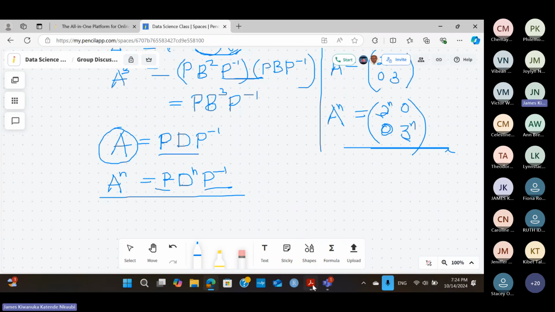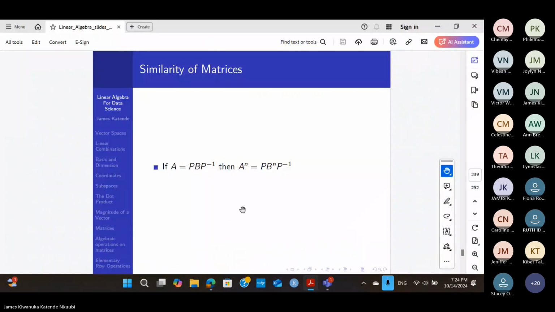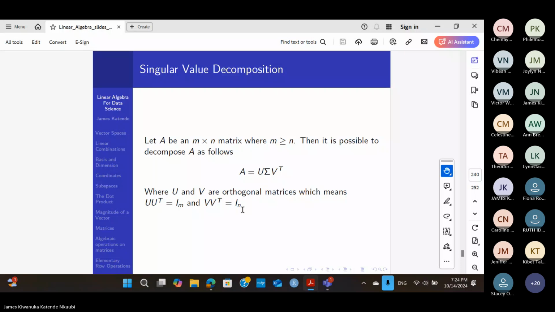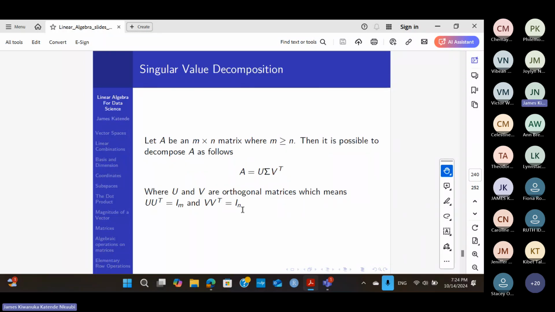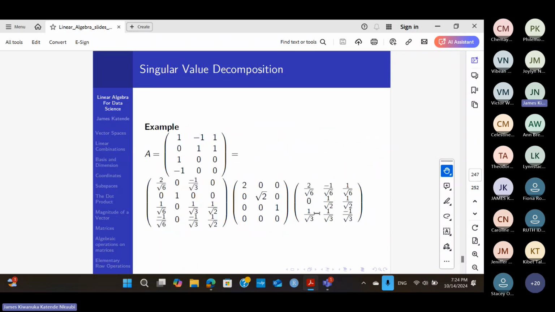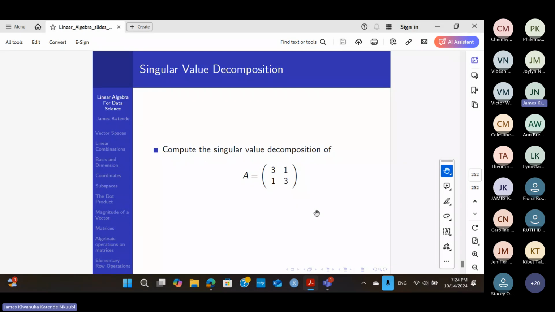So I think that makes sense. So now we move to singular value decomposition. I think this might be the last topic we are doing today.